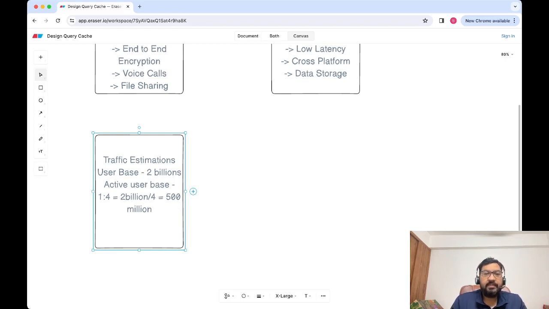So our active user base comes to 500 million. Now when we talk about message volume, in terms of message volume, WhatsApp processes more than 1.5 billion.